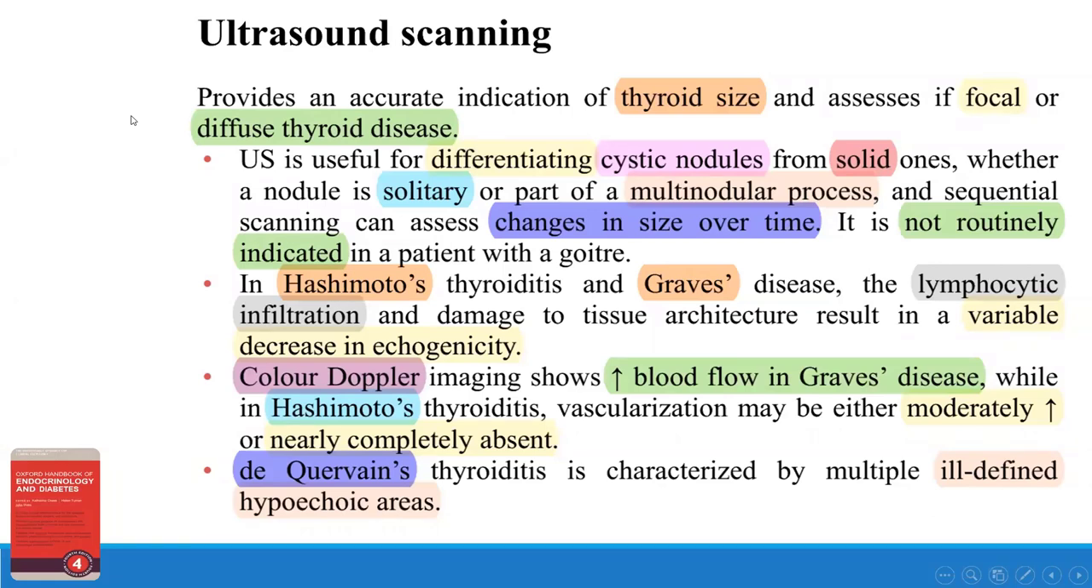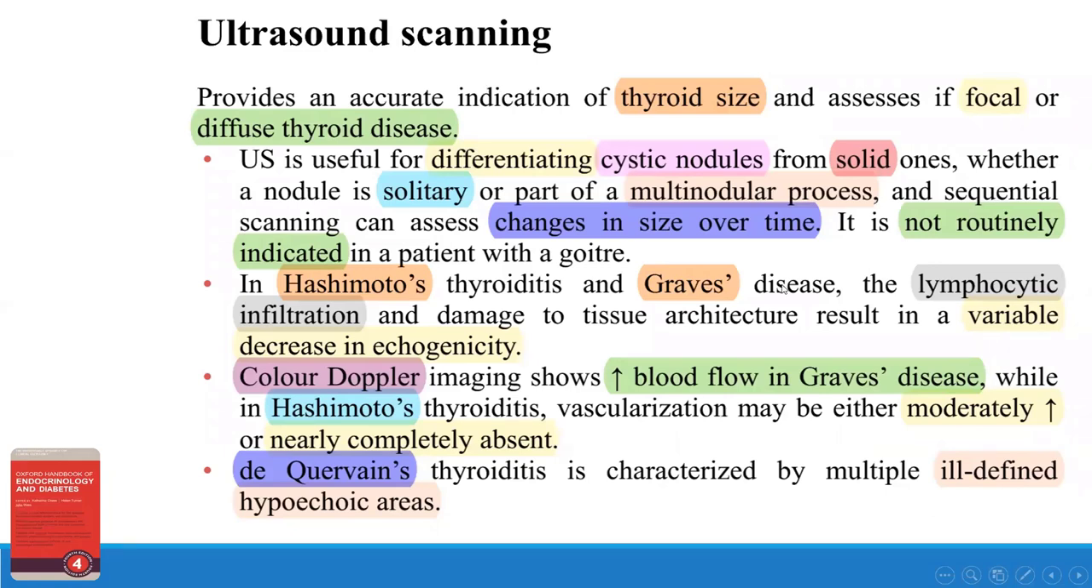It is not routinely indicated in a patient with a goiter, because if we find that the patient has diffuse thyroid pathology by palpation and there is a manifestation of Graves, such as ptosis, so this is Graves disease. No need for doing thyroid sonography. But if there is a thyroid nodule by palpation, we must do thyroid ultrasonographic scanning to assess its size and the pattern of this thyroid nodule.